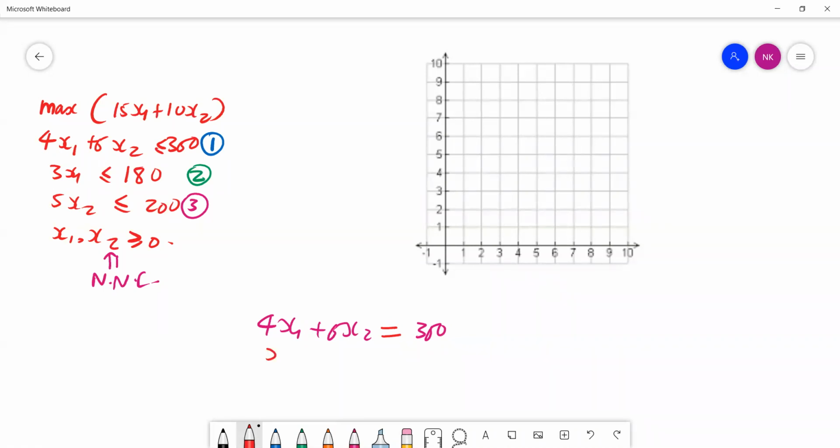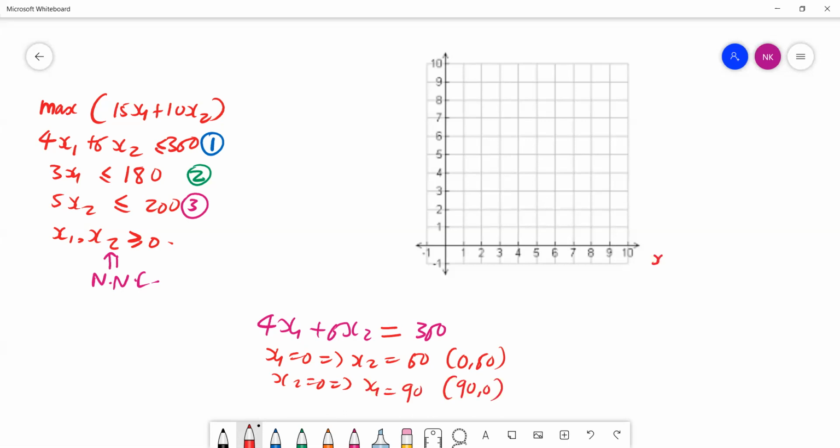So just put x1 equals 0. So we will be getting the x2 value. If we put x1 equal to 0, then 6x2 equals 360, so it will be 60. So our point will be (0, 60). Put x2 equals 0, so 4x1 equals 360, so x1 will be equal to 90. So my point will be (90, 0).